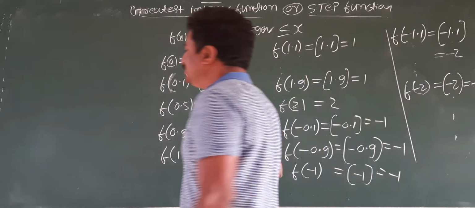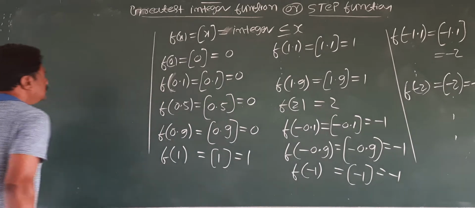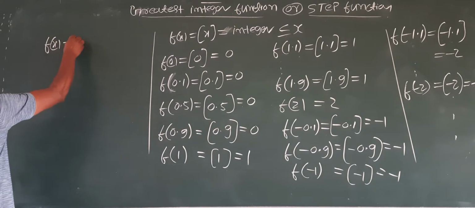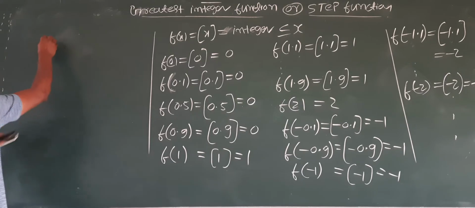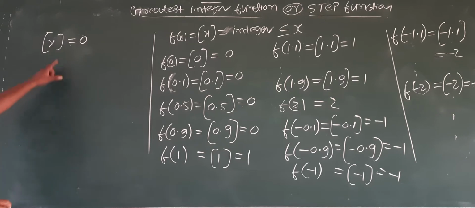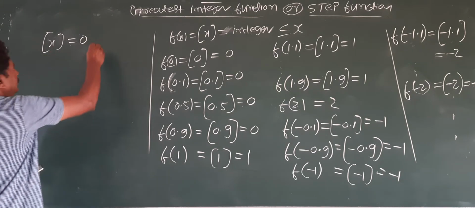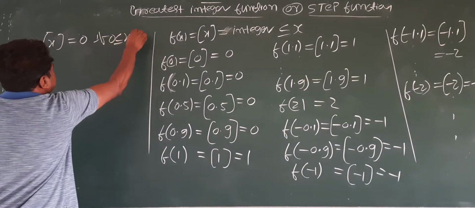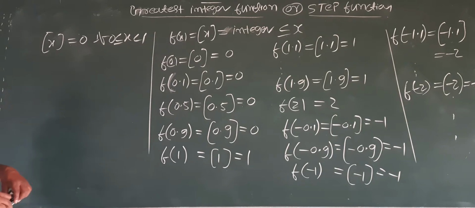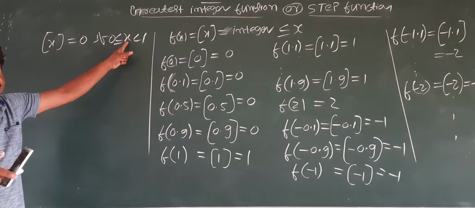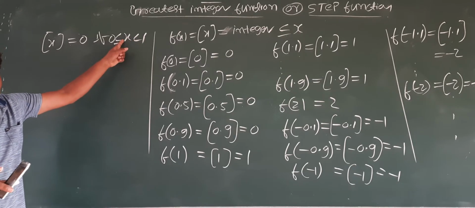From this you can easily conclude, write f(x) equals 0. The value of this greatest integer function is equal to 0 if x varies from 0 to 1. 0 to 1. Is 0 included or not? Included. Sorry, is 1 included or not? 1 is not included.